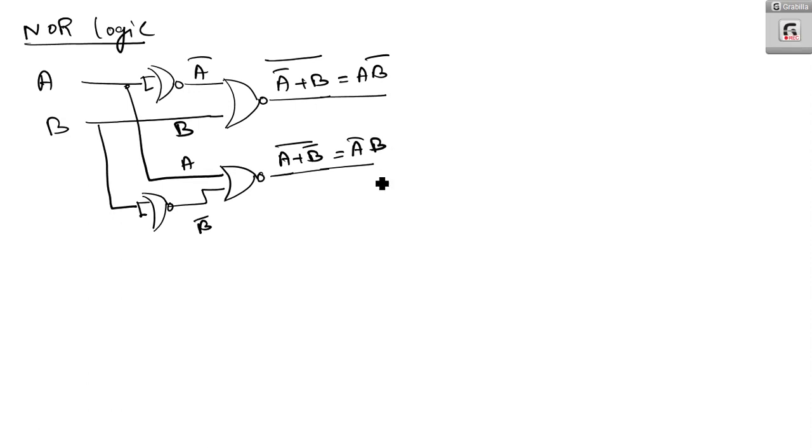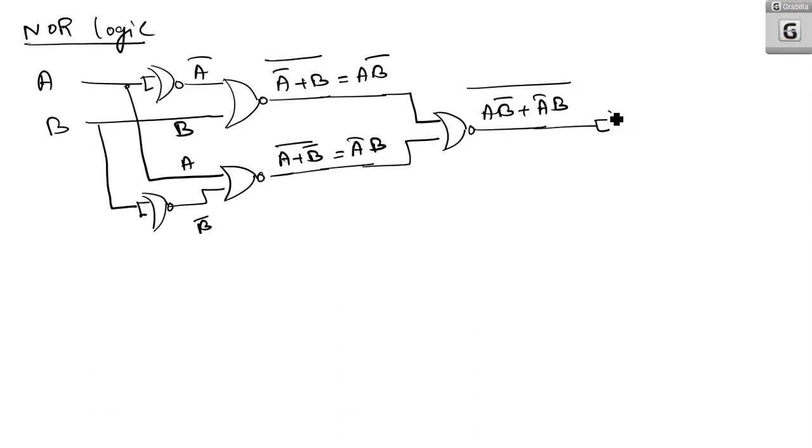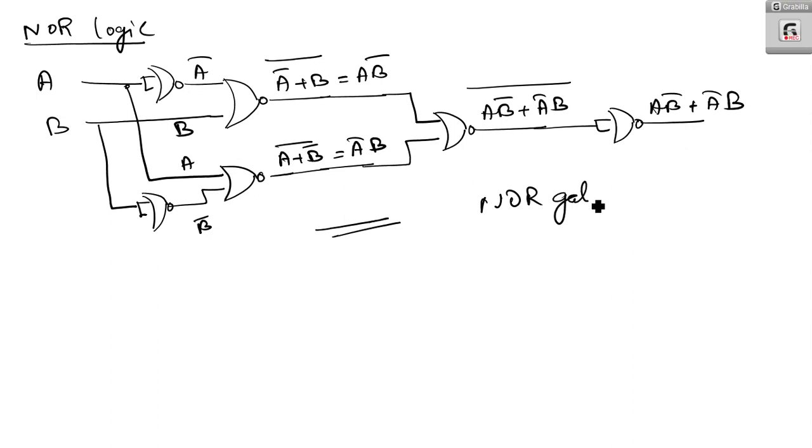Now, if I am applying a NOR gate here, what do you get? A B bar or A bar B the whole bar. Again you have to NOT it. So here what you get is A B bar or A bar B. So this entire circuit is using only NOR gates. How many NOR gates are there? 1, 2, 3, 4, 5 and 6 NOR gates are there.